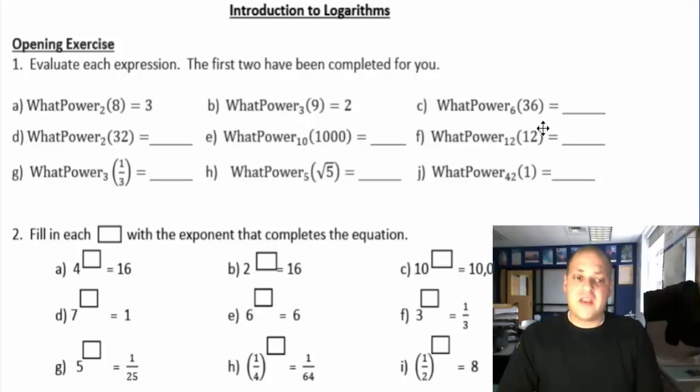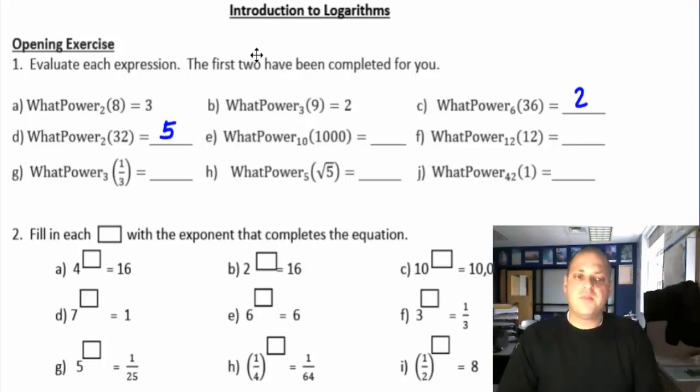What power of 6 is 36? That's how you read this expression. So we have 6, and we want to turn it into 36. What would the power be? Well, it would be 2, because 6 squared is 36. What power of 2 is 32? 2 to the what is 32? 2 to the 5th power is 32.